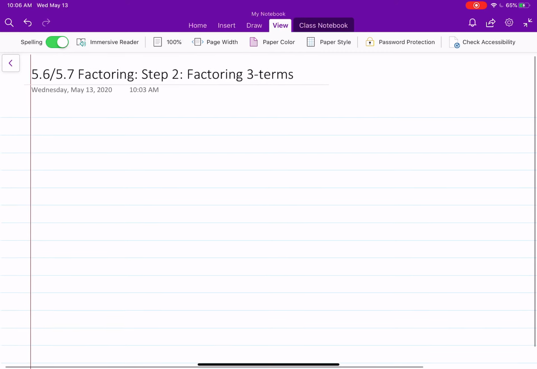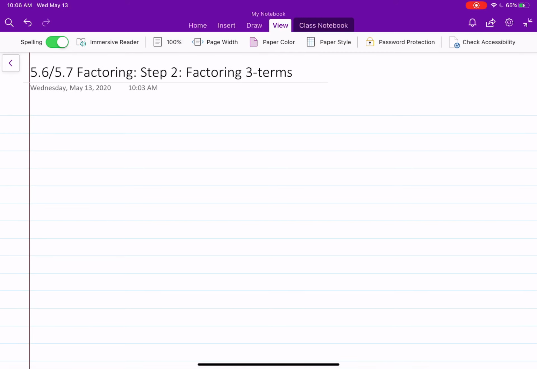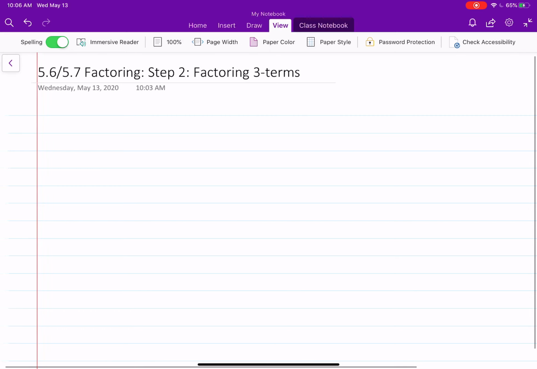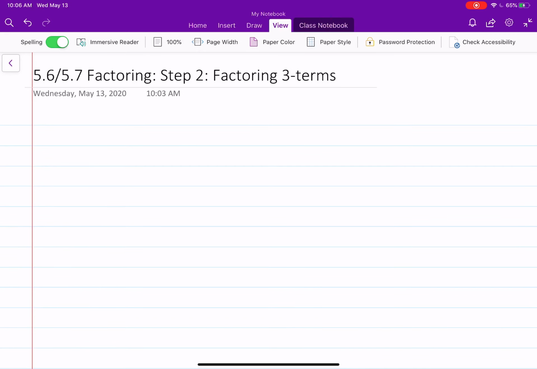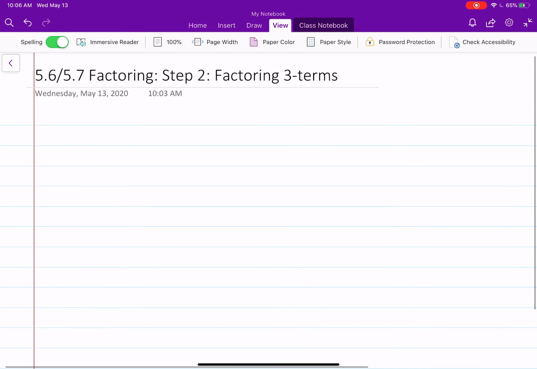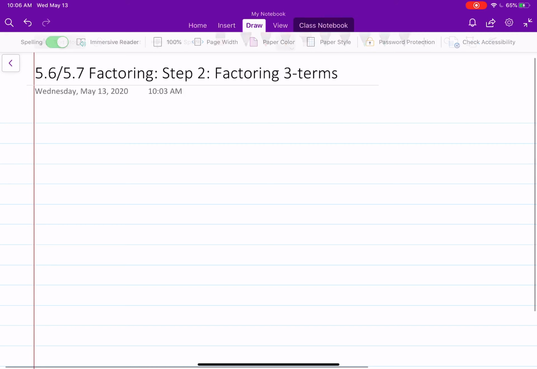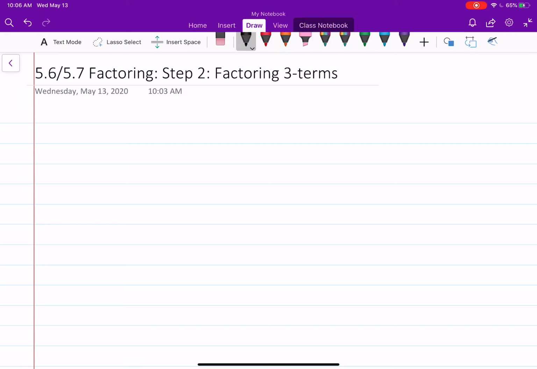All right, so today we're going to be talking about another step 2 in factoring, but this is in 3 terms. So last time we talked about 4 terms, this time 3 terms. We are going to do something called the AC method. There's actually two ways of factoring trinomials. The first method is called the AC method.